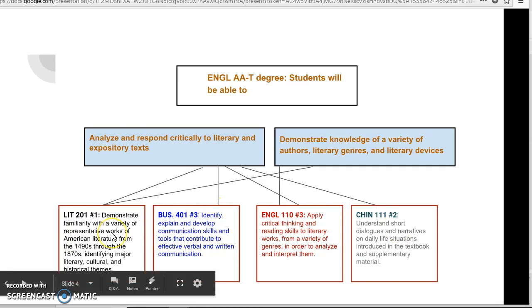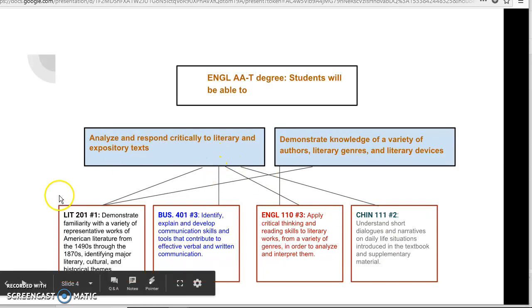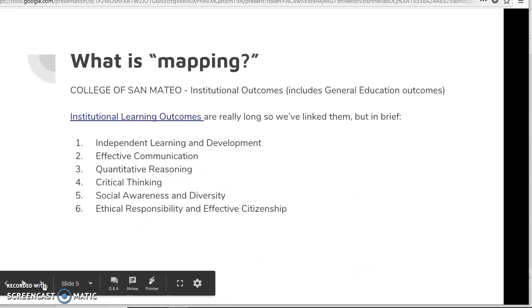So the Literature 201 class has an outcome that supports both. A business class, which is one of the options for the English degree, supports the first program outcome. The English 110 supports both, unsurprisingly. The Chinese class outcome supports this first one. So it shows you the role of these courses in the program.